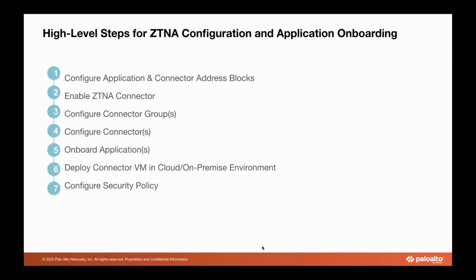Now, moving forward, whenever we onboard a ZTNA connector, these are the different ways you can onboard a ZTNA connector. So there are 7 simple steps. The first step is configuring an application and connector IP address block.